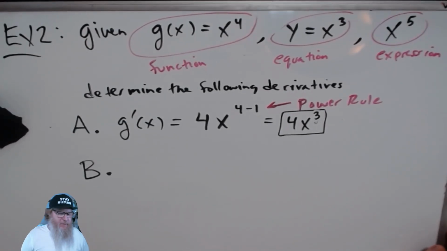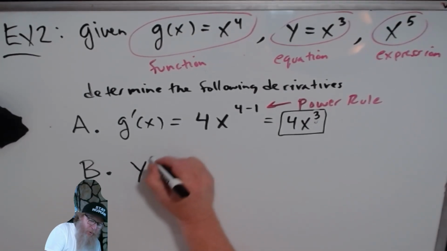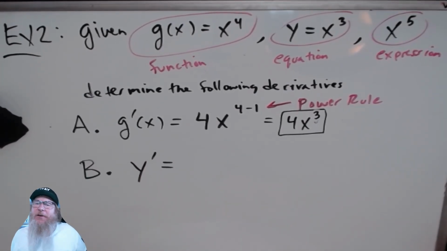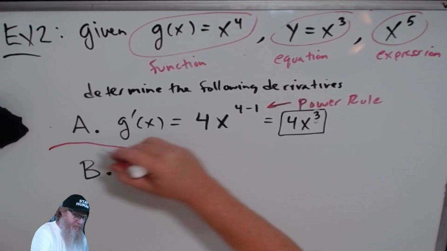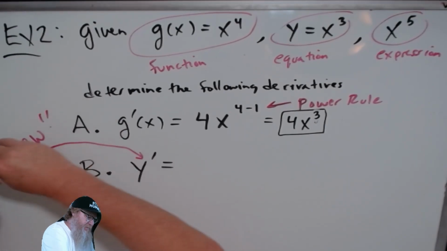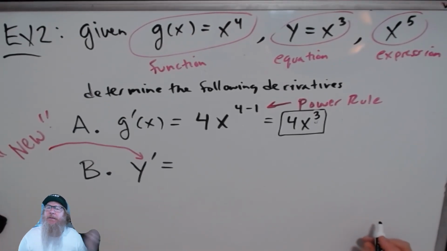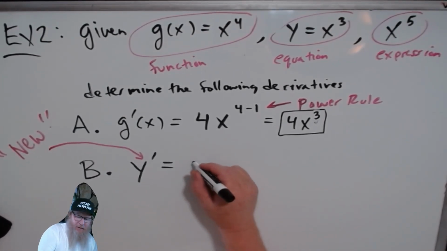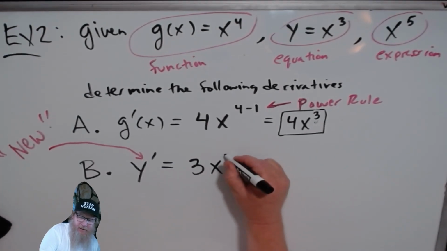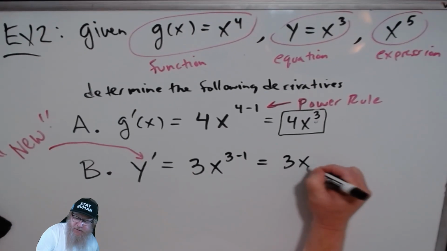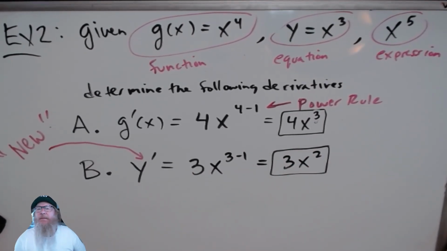All right. What else? Y prime. I haven't shown you that notation yet. That's sort of new. Instead of writing dy dx, sometimes we will simply write y prime. And so that'll be 3x to the 3 minus 1, which is 3x squared.